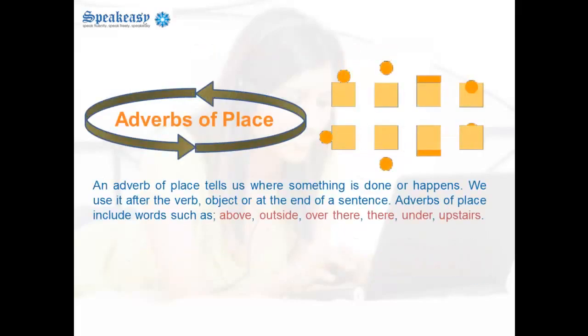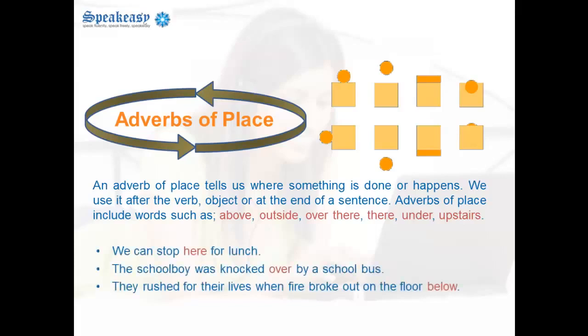An adverb of place tells us where something is done or happens. We use it after the verb, object, or at the end of the sentence. Adverbs of place include words such as above, outside, over there, under, and upstairs. We can stop here for lunch. The schoolboy was knocked over by a school bus. They rushed for their lives when fire broke out on the floor below.